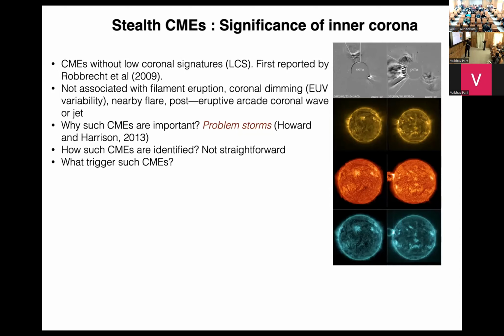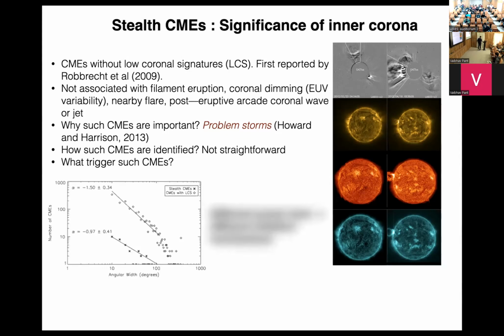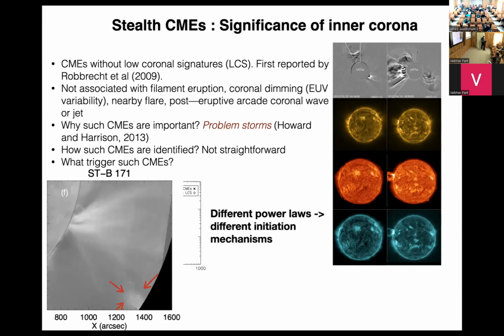The problem is that the field of view of these images is only up to 1.5 solar radii, and the field of view of the coronagraph starts from 2 solar radii. So what is happening between 1.5 and 2 is something which is missing. Right. So in order to probe the origin of these types of CMEs, you need a data set that can probe the inner corona. Right. I think that's clear.